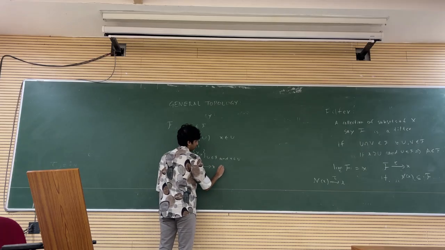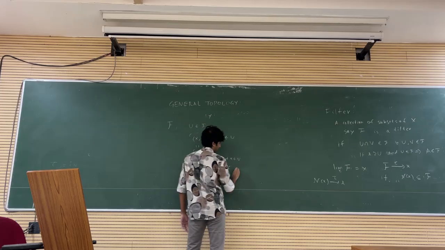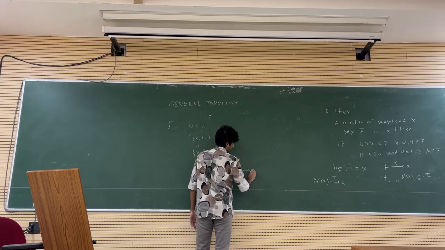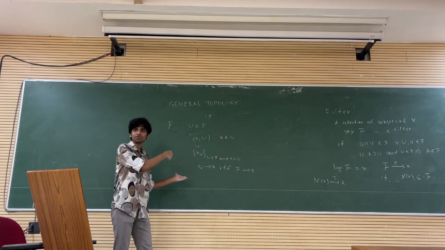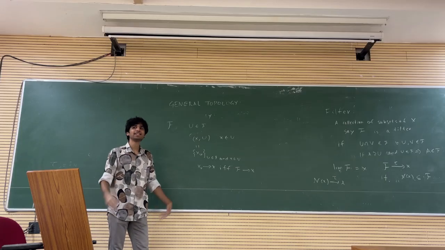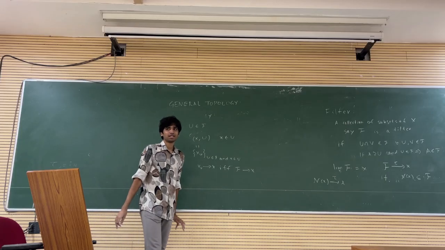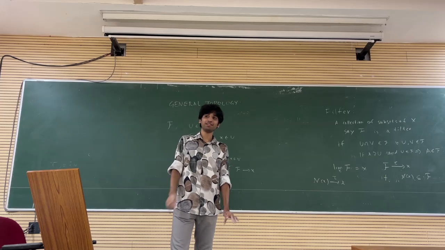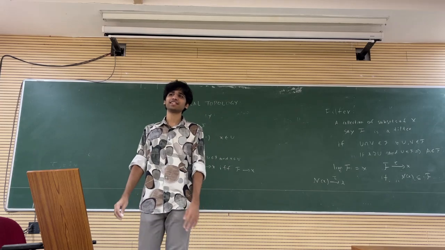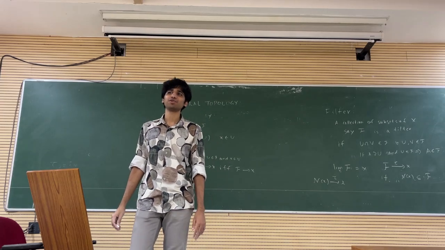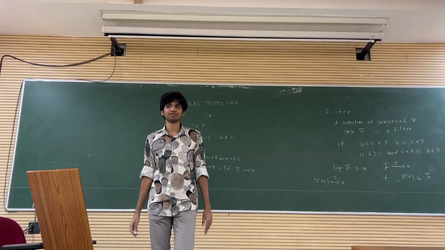Okay. But you need to go from this way to that way also. A net is a filter also. How do you see that? That is actually very important. That hits the nail on the intersection property, which we wanted for so long to justify, right?